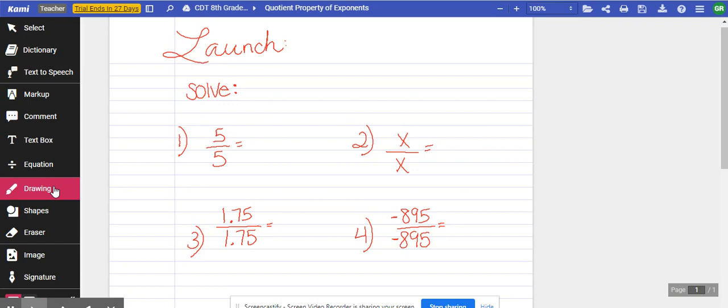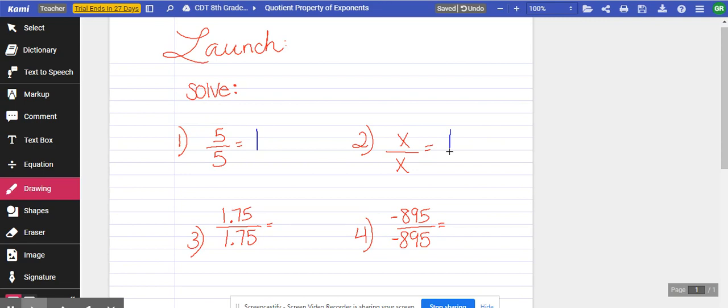So 5 divided by 5 equals 1. We could think of this as if I have 5 apples and I want to make a group of 5, how many groups can I make? Just 1. So for number 2, it says x divided by x. Well, anything over itself is 1. It doesn't matter if it's a number or a variable, it stays true.